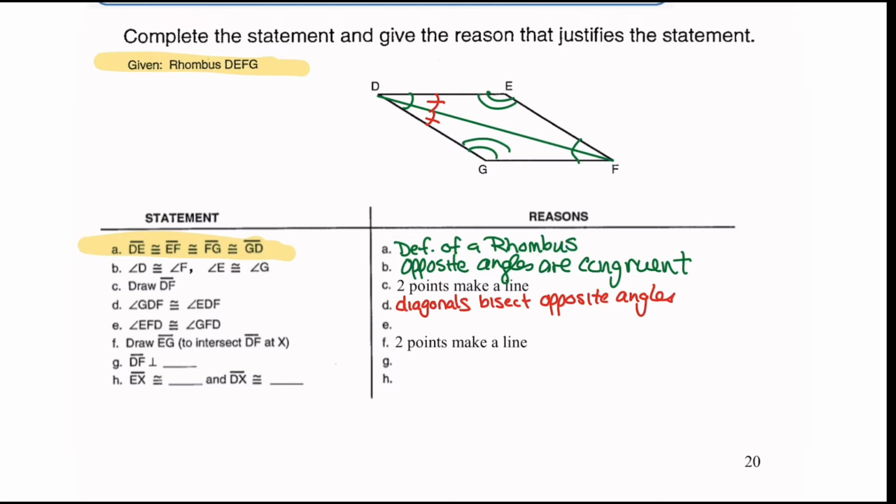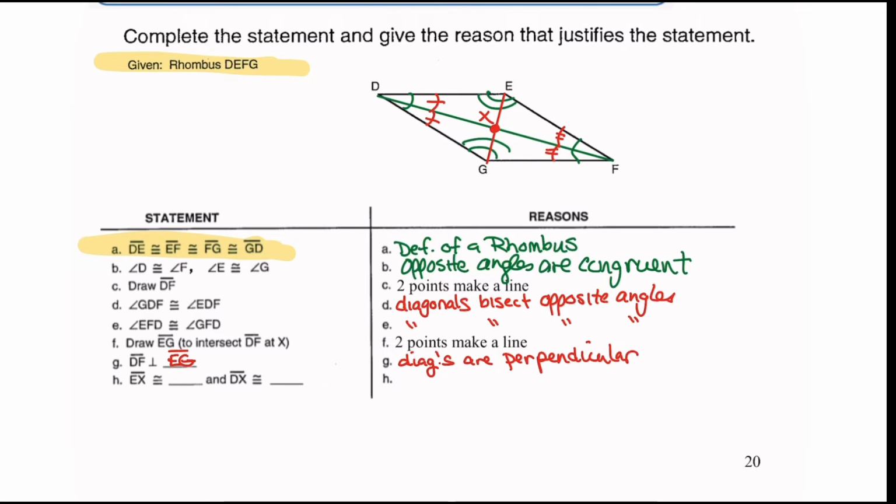And for the other reasoning, we could say that the other two angles over here, EFD and angle GFD, are, for the same reason, diagonals bisect opposite angles. Next, they want us to draw EG, the other diagonal, and they intersect at X, so we're going to label this X. Now, DF is going to be perpendicular to EG because diagonals, and I'll just abbreviate diags, are perpendicular to each other.